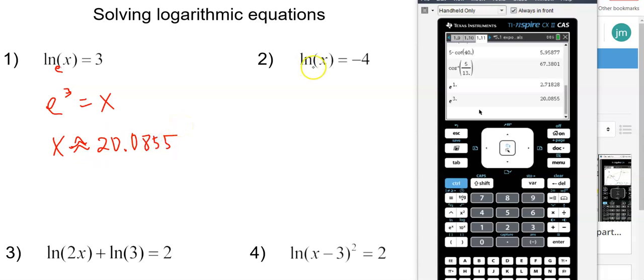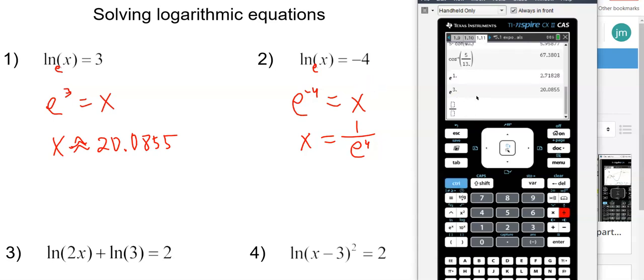Let's try this one. Again, put it in the right form. So it would be e to the negative 4 equals x. That's the exact answer, but I don't like that answer because we don't like negative exponents. So I would rewrite that as 1 over e to the 4th. That's the exact answer. And then if you have your calculator handy, you can put a fraction template, 1 over, and then hit the e to the x button, e to the 4th. And you get x is approximately equal to 0.0183.